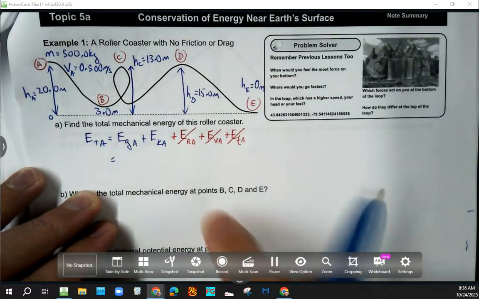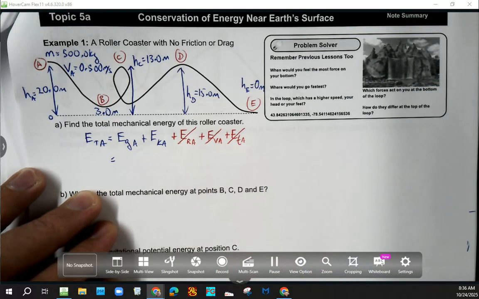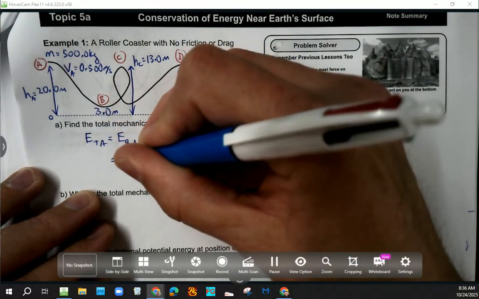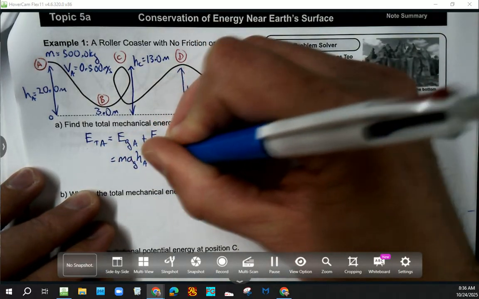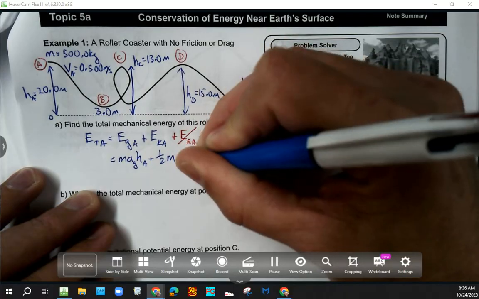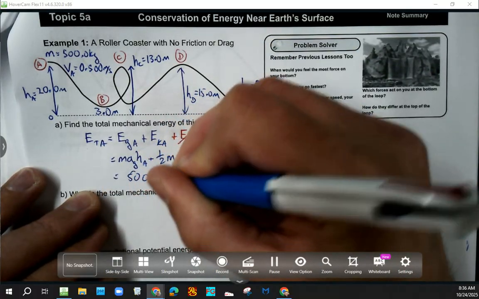By the way, rotational and vibrational are both types of mechanical energy too, right? We're just avoiding them. We don't have the math skill set for that yet, but you will one day. Anyway, mass times acceleration due to gravity times height A plus 1/2 mass times velocity A squared. Sub in our values. I won't narrate all of that. I'll just write it.